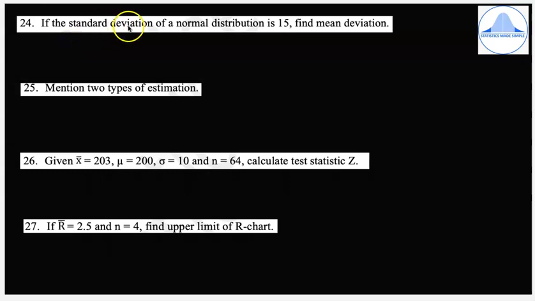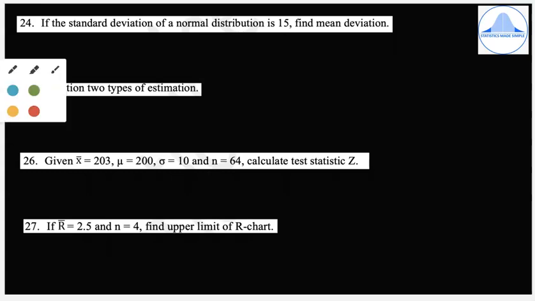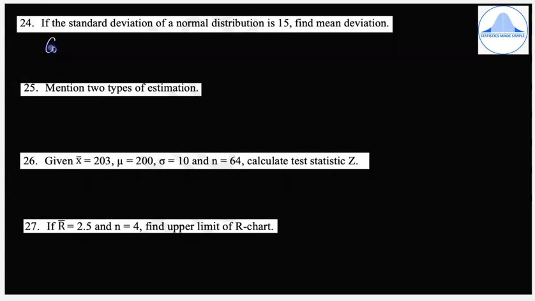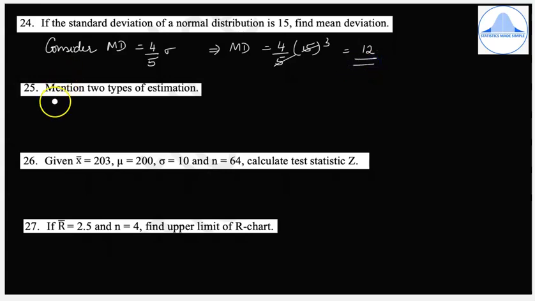24th question. If the standard deviation of a normal distribution is 15, find the mean deviation. So let us first write the formula. Consider mean deviation. So MD is equal to, the formula is 4 divided by 5 sigma, which implies MD is equal to 4 by 5 times sigma. Sigma means the standard deviation, it is 15. So if you simplify, you get the answer as 12.